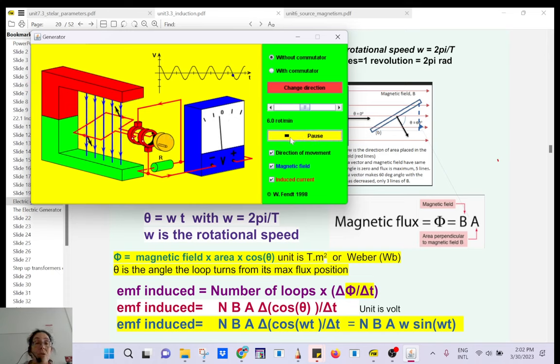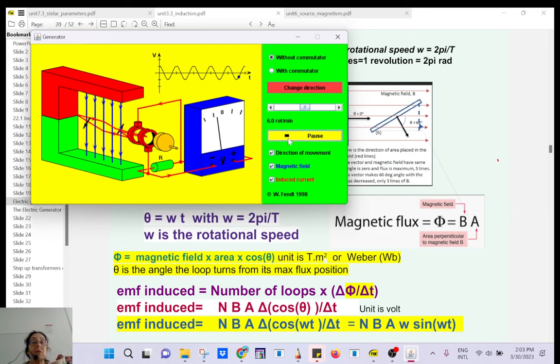Now when the loop is in this direction, the flux is zero because there are no magnetic field lines poking through this area. Then it's gonna turn. That's the angle theta, the amount by which it's turning. Now it has an orientation relative to the magnetic field. That's what is changing with time. It's the angle that matters here.